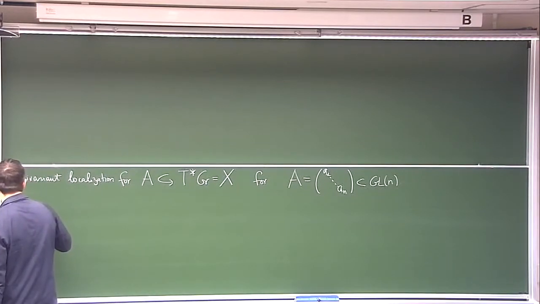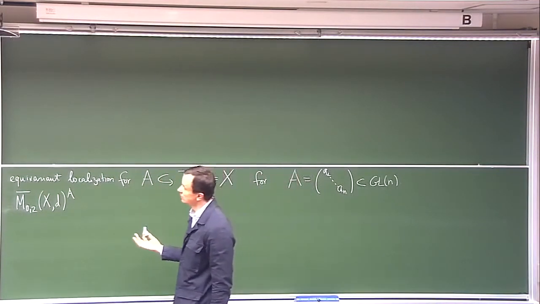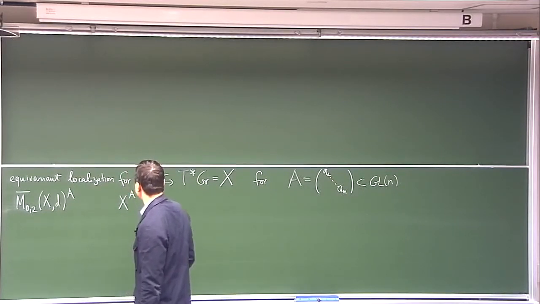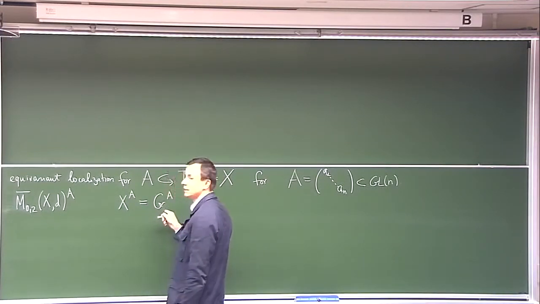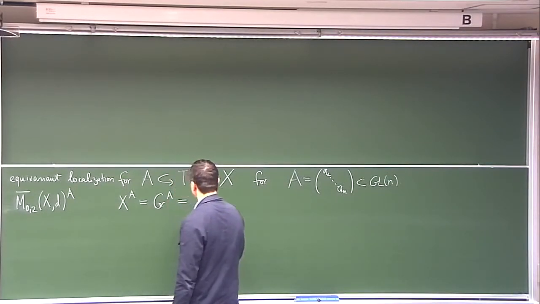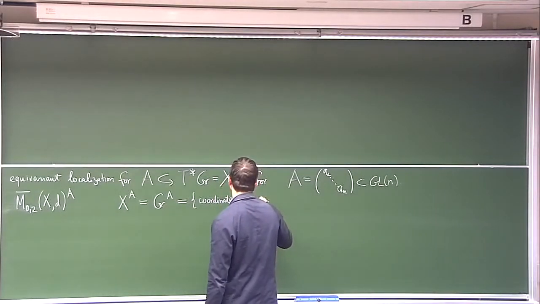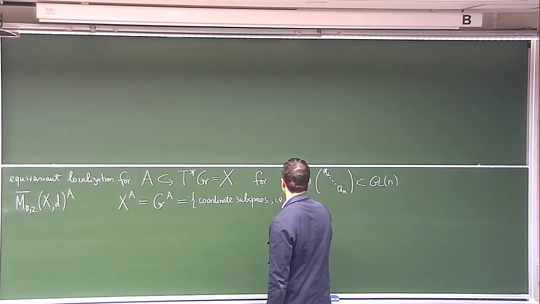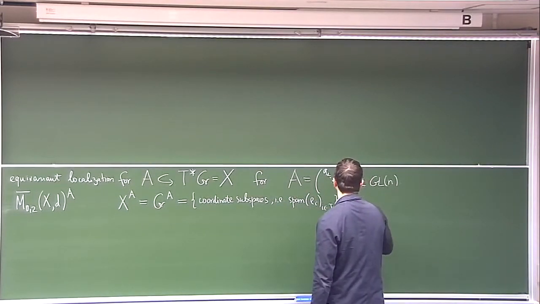So M_{0,2}(X,d). What are these? Well, maybe the first thing is to think about what the fixed loci in X itself are. In X itself, I claim first of all that the fixed loci are those in the Grassmannian itself, and this corresponds to coordinate subspaces. We discussed fixed loci in the Grassmannian itself. It corresponds to the span of some subset of coordinate vectors, where I ranges over k-element subsets of 1 through m.